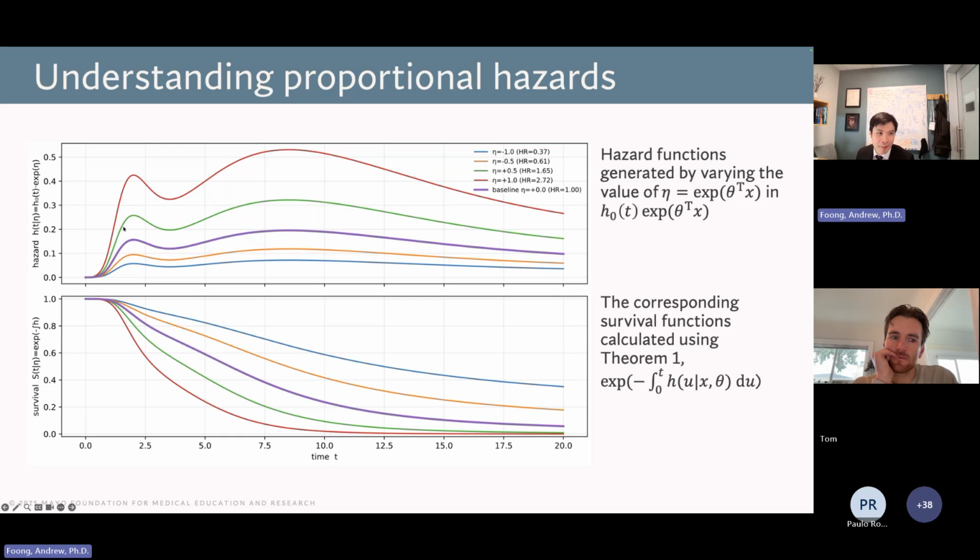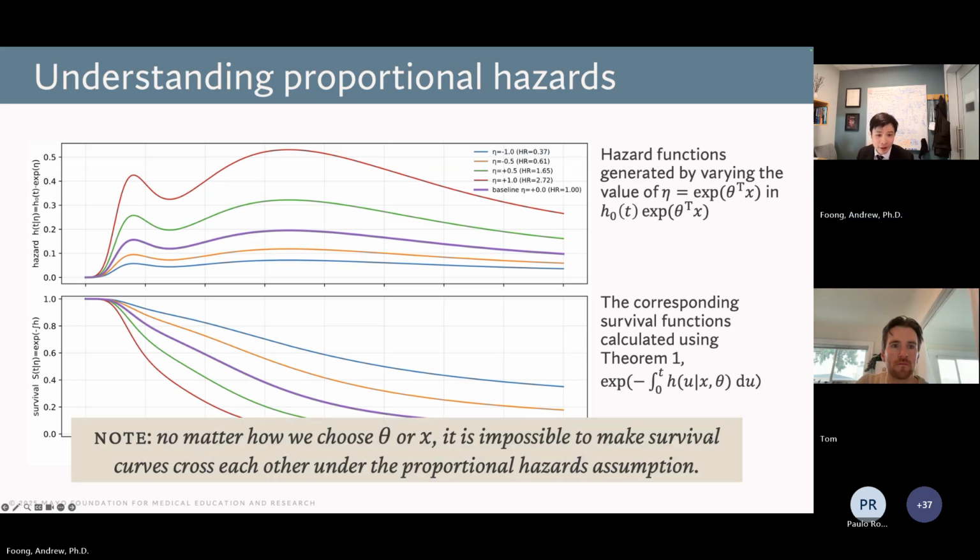So notice that there's one hump here and it goes down to a second hump. All of the hazard functions are going to have the same overall shape, just scaled up and down. And when you run them all through theorem 1, you're going to get all the following survival curves. And notice that no matter how you scale the hazard function, the survival curves can't cross each other because they're just going up and down with the same shape. So this is the kind of model flexibility you have from the Cox proportional hazards assumption. And no matter how we choose theta or x, it's impossible to make the survival curves cross each other under this assumption.